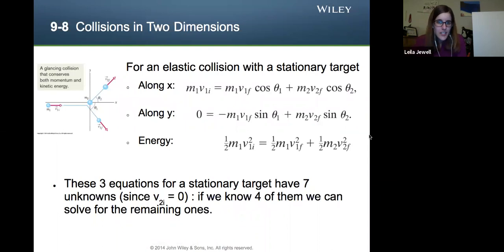All right, let's take a peek. So if it's an elastic collision with a stationary target, then along both the x and the y direction, we expect the momentum will be conserved. Even if it was an inelastic collision, these top two equations would still apply. So we have our initial momentum and our final momentum. Our initial momentum in the x direction is just the mass times the initial velocity. It's moving purely in the x direction. The target is stationary, so it does not have any momentum.